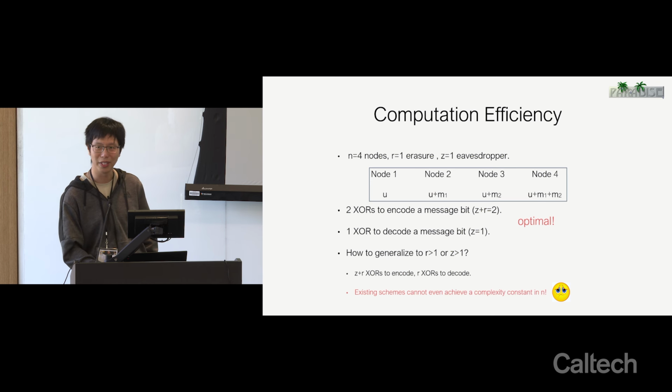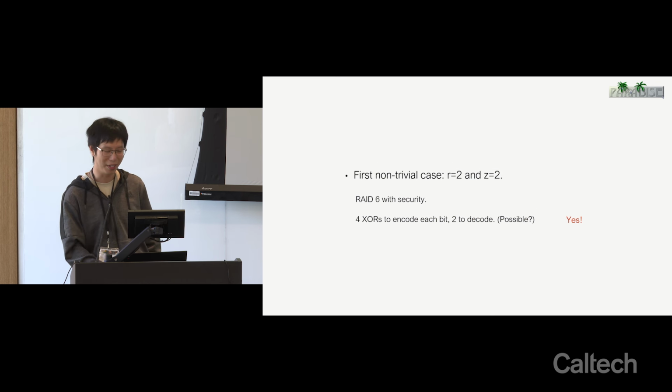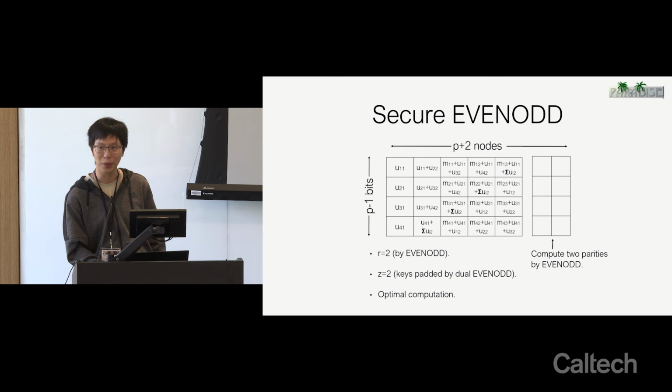So we started our journey with a very simple question, right? For the first non-trivial case, R equals 2 and Z equals 2, can we construct a scheme that is as simple as the previous one, with optimal computation complexity? And well, we are able to find that scheme. It's like this. This scheme is optimal. For example, we can observe that every message bit is padded by exactly 2 key bits, and you kind of have to do that because you need to pad by 2 keys in order to defeat 2 adversaries.